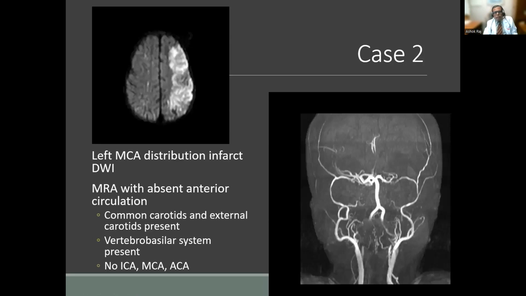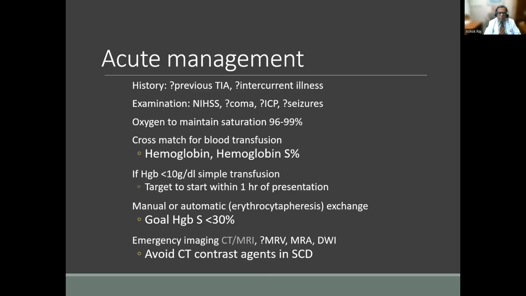Case number 2, this is a left MCA distribution infarct with diffusion weighted imaging. The MRA shows clearly absent anterior circulation. The common carotids and external carotids are present, and the vertebrobasilar system is present. So this is a typical workup. In addition to MRI, we also do MRA for patients when you're trying to work up for possible silent brain infarcts or any vasculopathy in sickle cell disease. It's important to use non-contrast studies in patients.